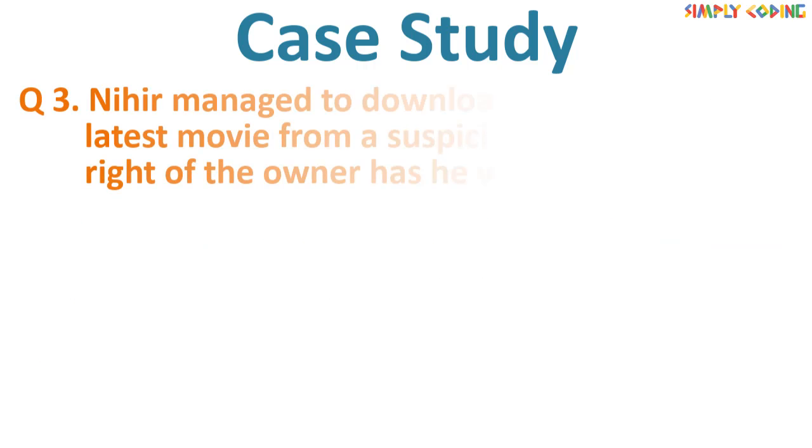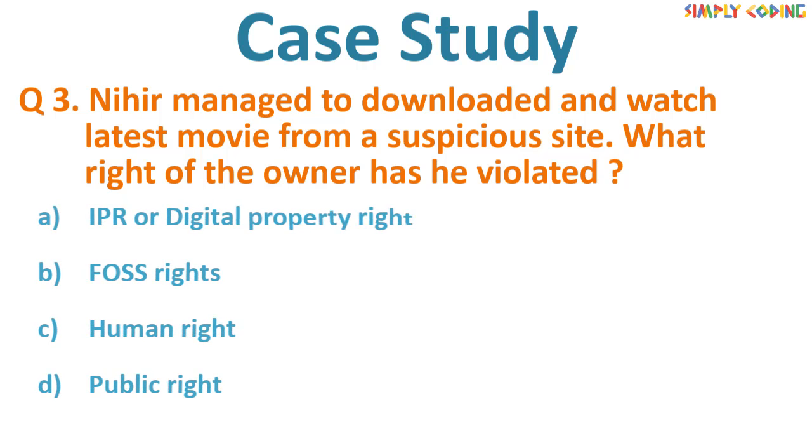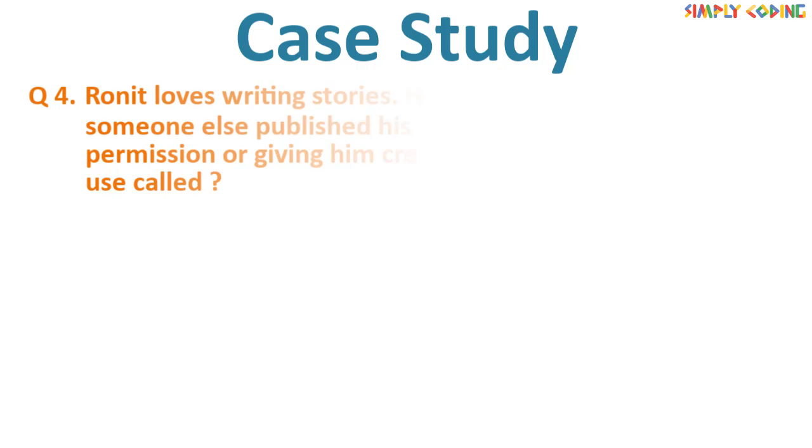The next question is, Nihir managed to download and watch the latest movie from a suspicious site. What right of the owner has he violated? The options are IPR or digital property rights, FOSS rights, human right, or public right. Answer is A. He has violated the IPR or digital property rights. Let's see the next question now.